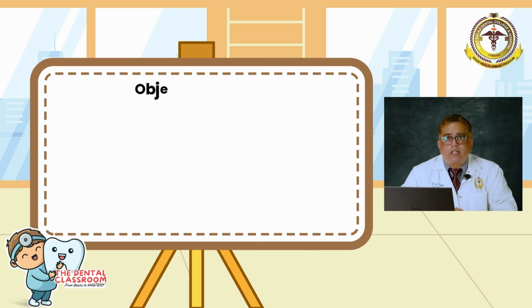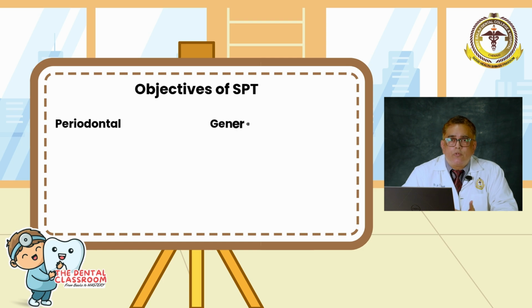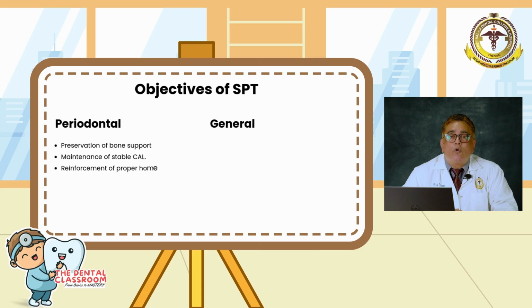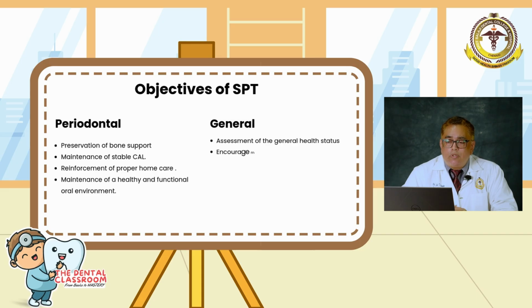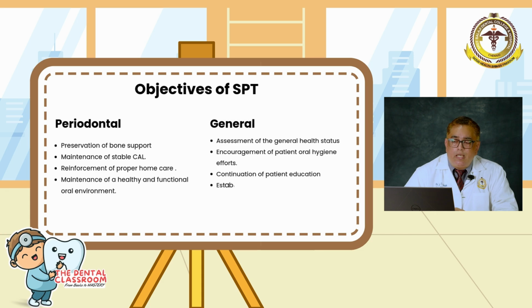What are the objectives when it comes to periodontal condition and general condition? Now I'm going to speak about the periodontal condition. In the periodontal condition, we see preservation of bone support, maintenance of stable clinical attachment levels, reinforcement of proper home care, and maintenance of a healthy and functional oral environment. When it comes to the general condition, assessment of the general health status is very important, along with encouragement of the patient's oral hygiene efforts, continuation of patient education, and establishment of the future maintenance regime.